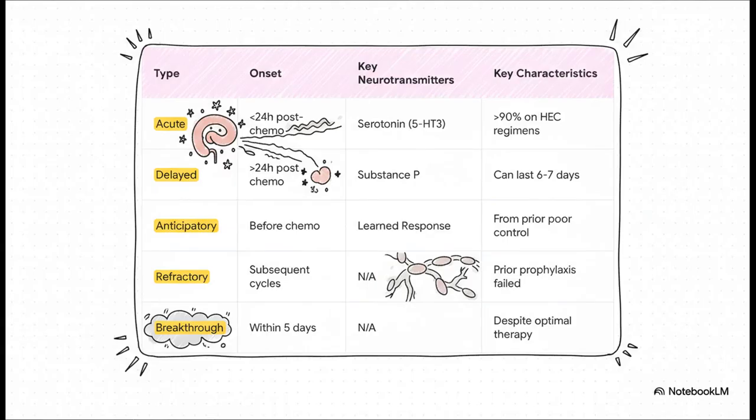Okay, this table right here is super important. What you really need to key in on for your exam are those first 2 types. Acute CINV, that hits fast, within 24 hours, and it's mainly driven by a flood of serotonin in the gut. But delayed CINV, that shows up after 24 hours and is mediated more by a different player, substance P. This difference in neurotransmitters is exactly why our drug choices change. The other 3, anticipatory, refractory, and breakthrough, are all about how well we manage things in the first place.